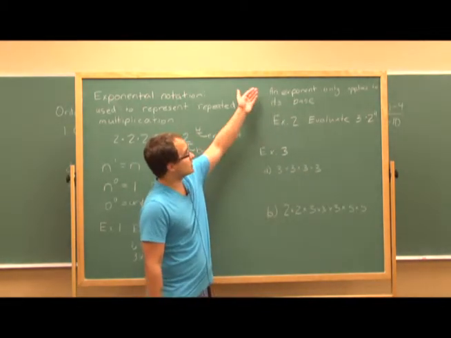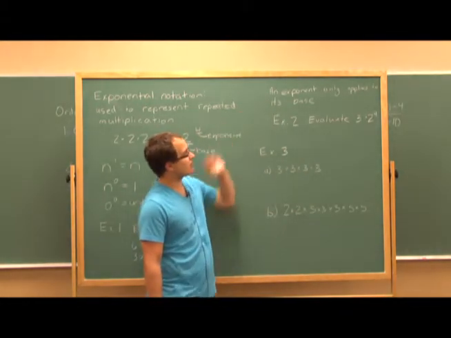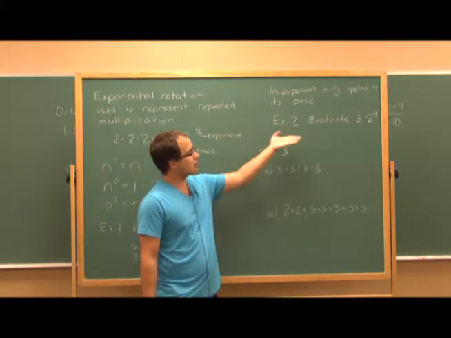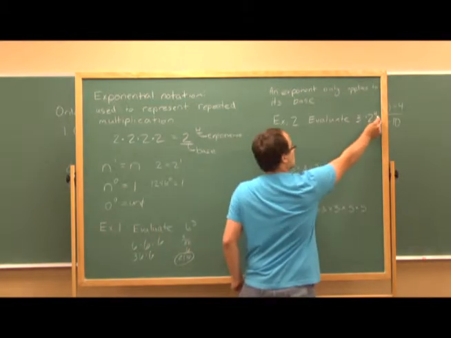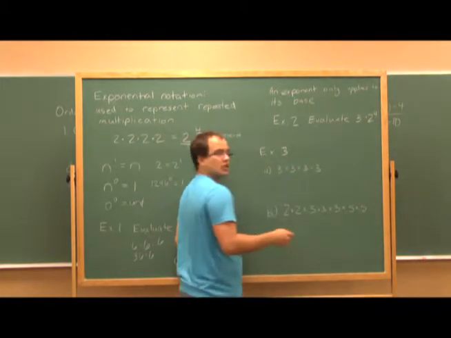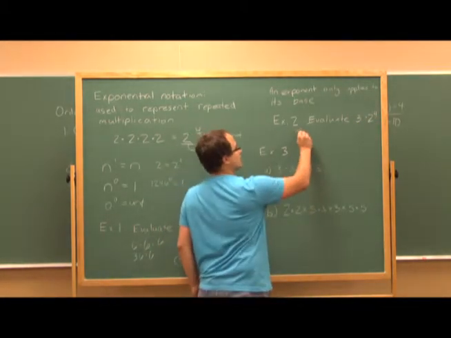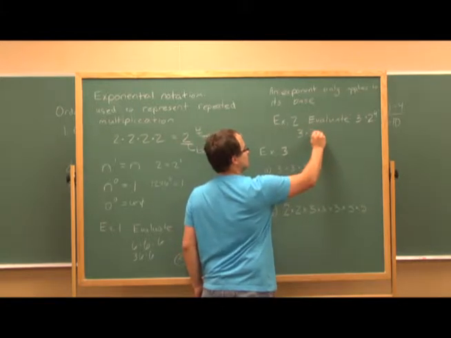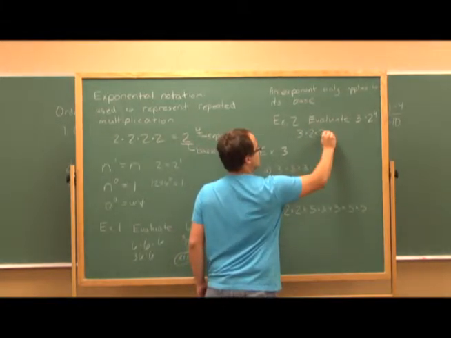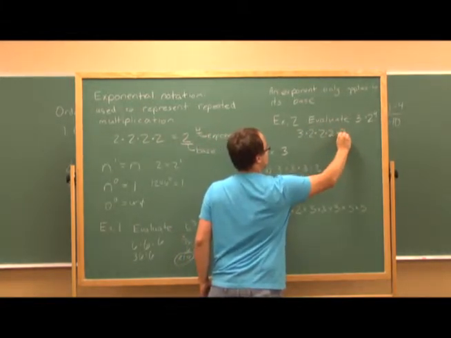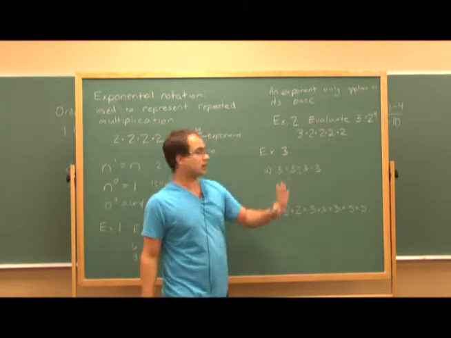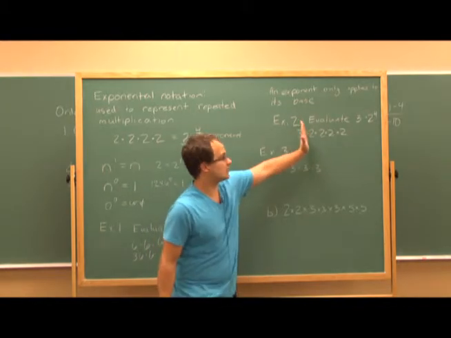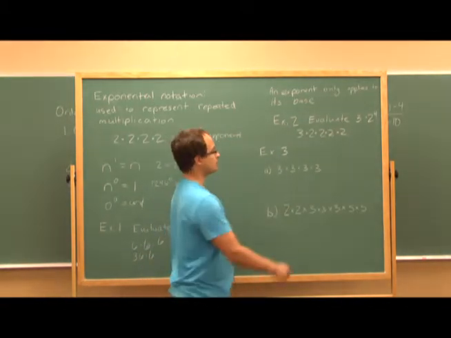Another rule of exponents. An exponent only applies to its base. Example 2. Evaluate 3 times 2 to the 4th power. This 4 only applies to the 2. So when I evaluate this, it's going to be 3 times 2 times 2 times 2 times 2. Not 3 times 2 to the 4th power, just 3 then times 2 to the 4th power.